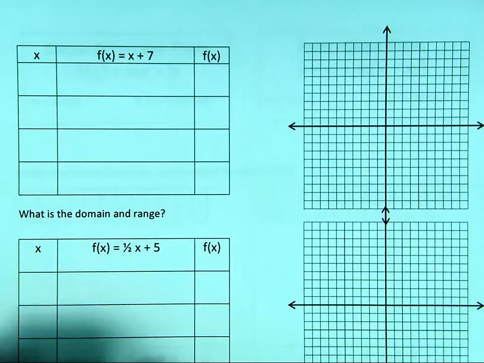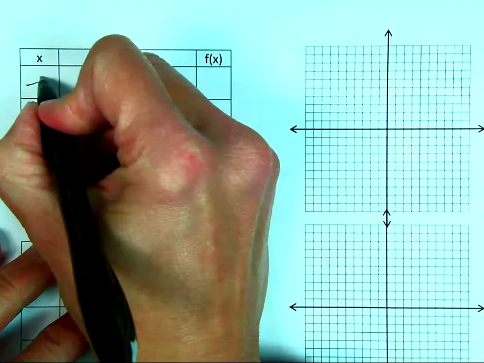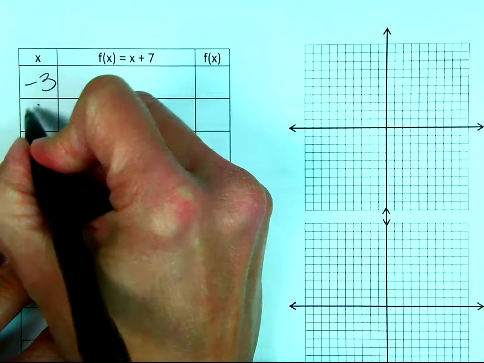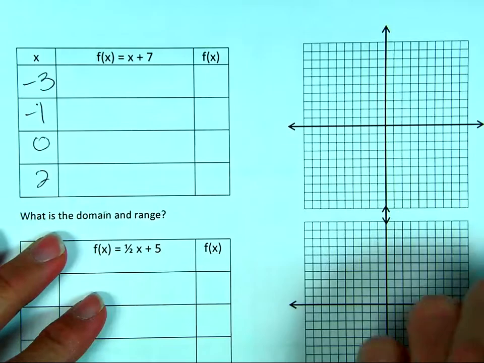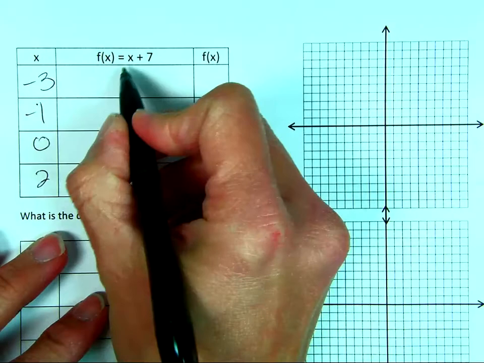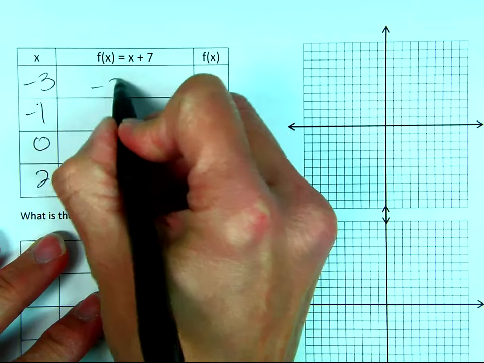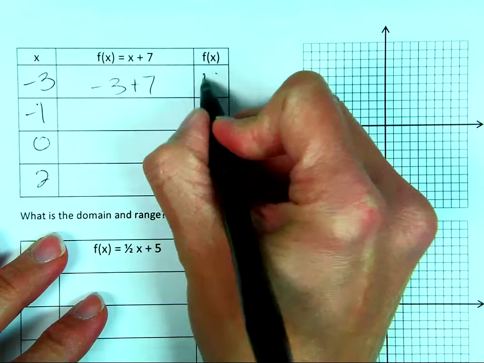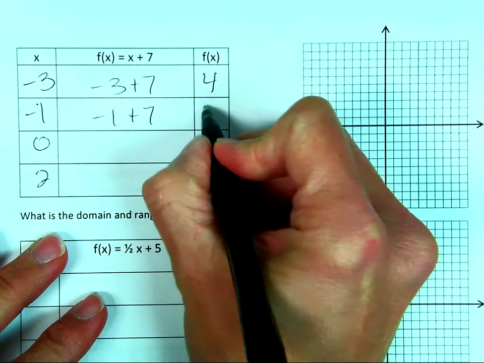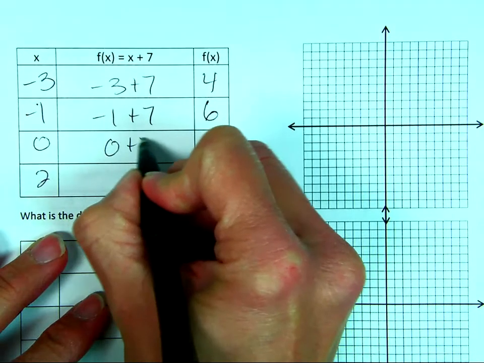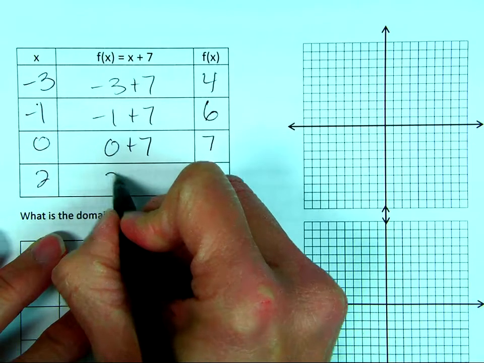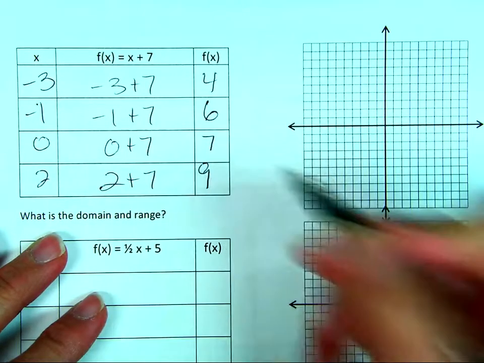Okay, we'll just do negative 3, negative 1, 0, 2. We'll just pick some points. So this one doesn't have anything multiplied by x, so it's just negative 3 plus 7, which is 4. Negative 1 plus 7, which is 6. 0 plus 7, which is 7. 2 plus 7, which is 9. And I would just graph those points.